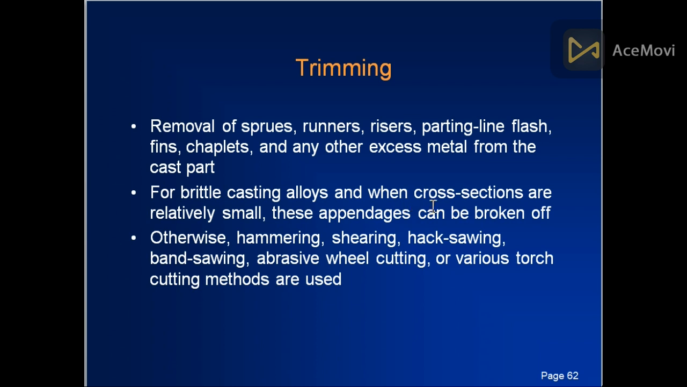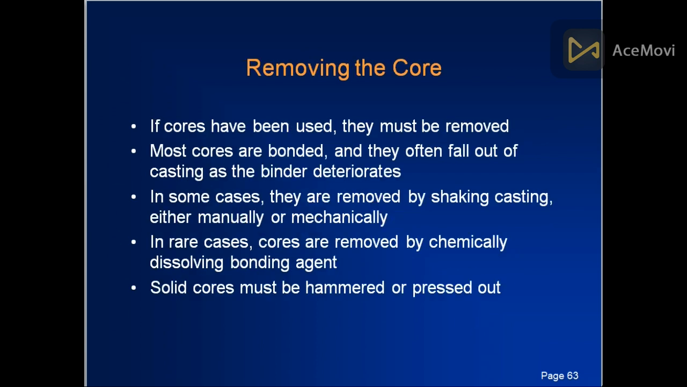For brittle casting alloys, when cross sections are relatively small, these appendages can be broken off. For brittle material, this can be done suddenly after solidification by the use of some hitting tool like hammers. Otherwise, hammering, shearing, hacksawing, band sawing, abrasive wheel cutting, and all the grinding methods are used. Removing the core: if cores have been used, they must be removed. Most cores are bonded and they often fall out of the casting as the binder deteriorates.